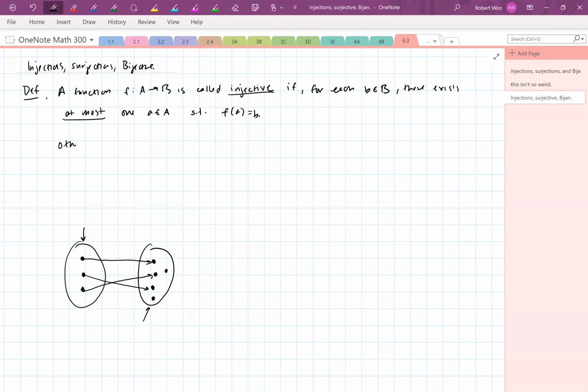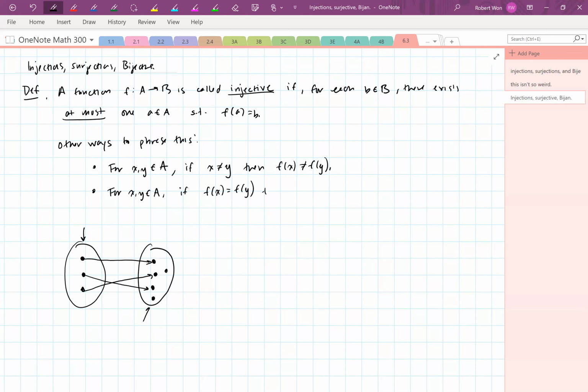So here's other ways to phrase the condition. One way that you can say it is exactly what I just said. If you have different elements of the domain, they must map over to different elements of the codomain. So if x is not equal to y, let's say for x, y in A, so given two elements of your domain, if they're different, then they must map to different places. If x is not equal to y, then f of x is not equal to f of y. This is one way to phrase the injective condition. Another way to phrase it is to take the contrapositive. So another way to phrase this is to say for x, y in A, if f of x equals f of y, then x equals y.